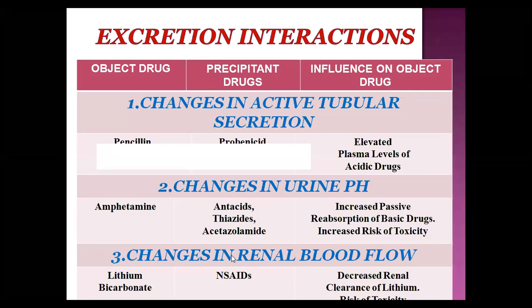Change in urine pH. The example is amphetamines. They combine with the precipitant drugs, that is antacids or thiazides or acetazolamide. They increase the passive reabsorption of basic drugs, the effect of precipitant drugs on the object drug. If amphetamine is given along with antacids and thiazides or acetazolamide, they increase the passive reabsorption of basic drugs and increase the risk of renal toxicity due to the change in the pH.